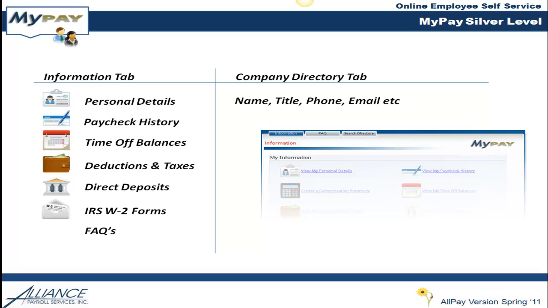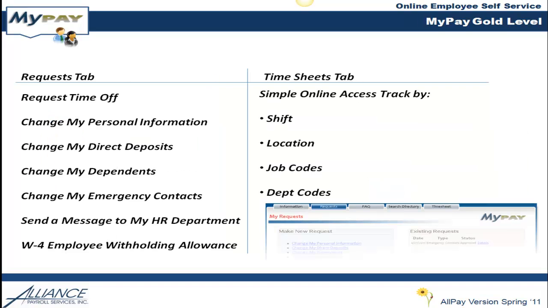And then we take all of your payroll information and all your employee directory, and we create an online view for your employees. And moving beyond the silver tab, we have our gold level of MyPay. In the gold level of MyPay, two more tabs are enabled for your organization.